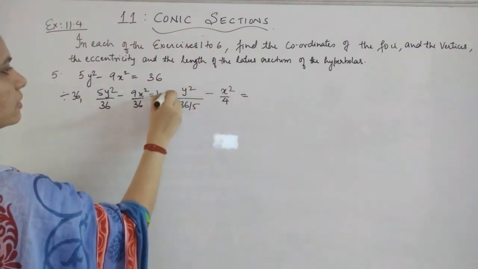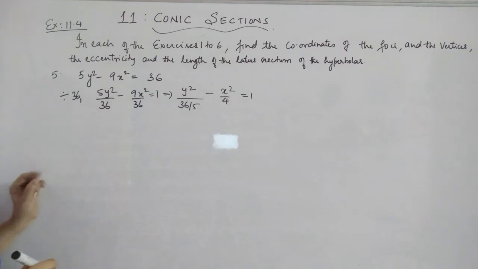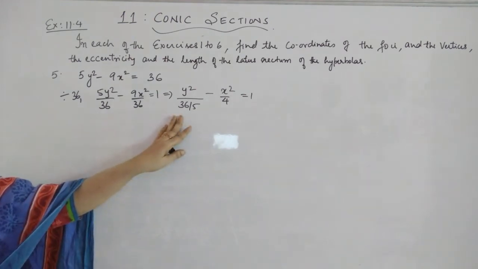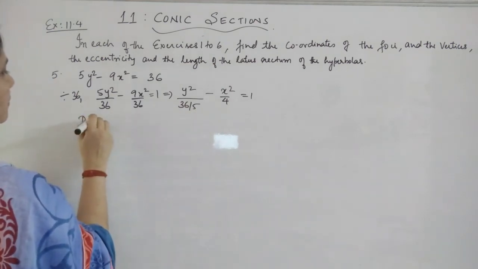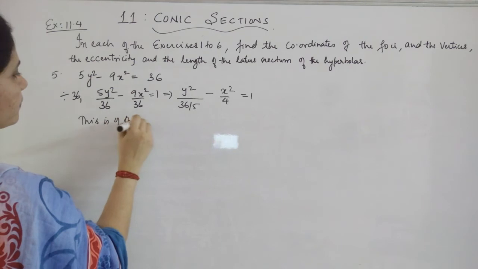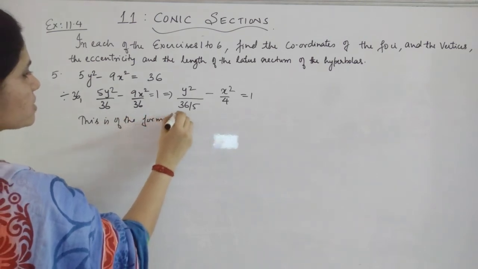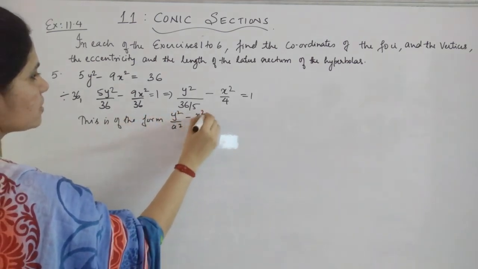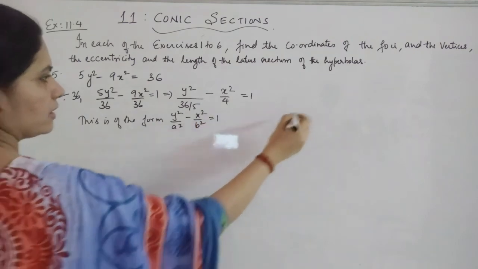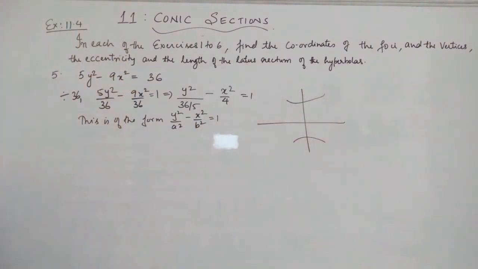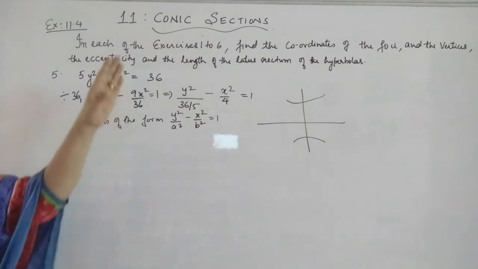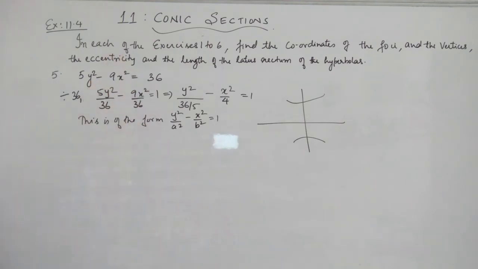Here it is equal to 1. Now you can compare this with the standard equation y square by a square minus x square by b square equal to 1. Now this is of the form y square by a square minus x square by b square equal to 1. So again you can just say that it is having this type of shape. That means on the y axis will be the foci and vertices.